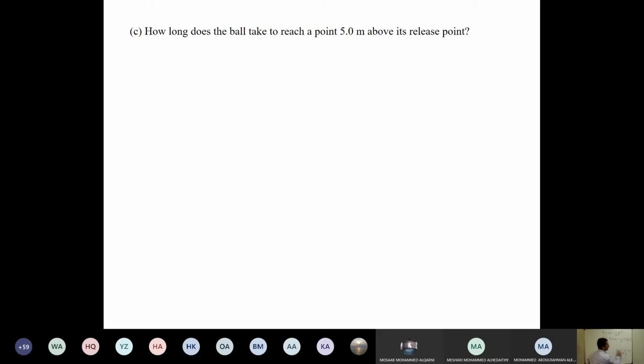So you know that when I throw the ball upward, I know the initial speed, but I don't know what is the speed after 5 meters, because the maximum height, you already know that it is reaching quite high, like 7.2. So the ball is still traveling. I don't know the final speed.